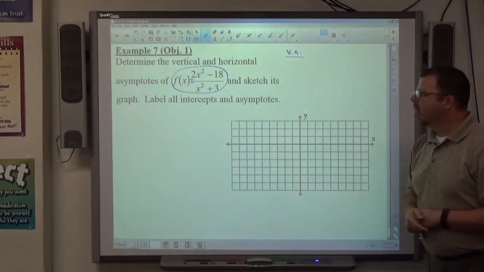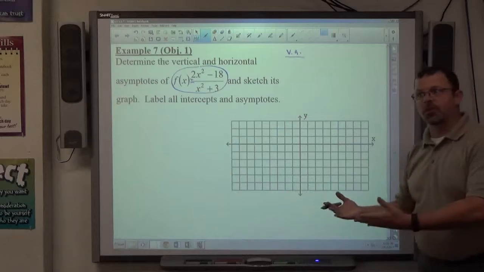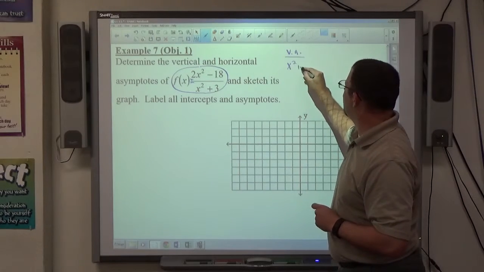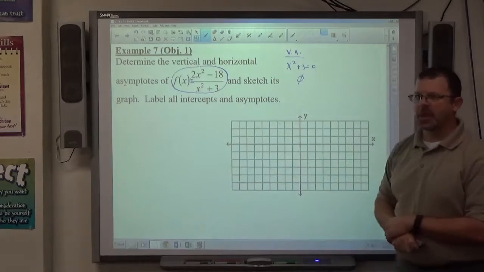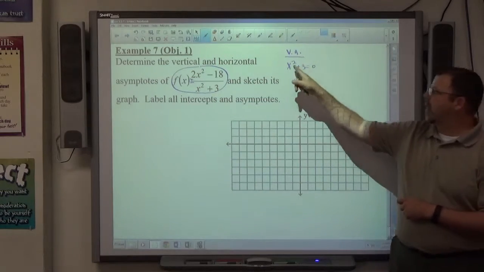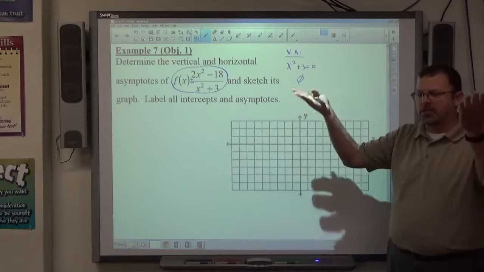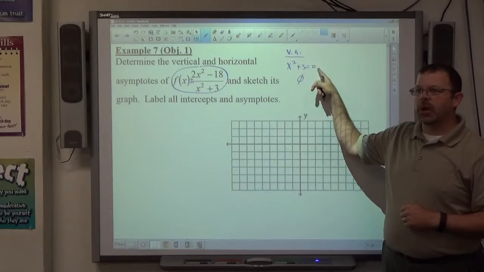Vertical asymptotes occur whenever the denominator equals 0 and those zeros don't make the numerator 0. Also, just like we did yesterday, x squared plus 3 equals 0 doesn't happen. If we recognize that x squared is 0 or bigger, it's a positive number except for 0 squared, which is 0. If we add 3 to 0 or bigger, we're never going to get 0.